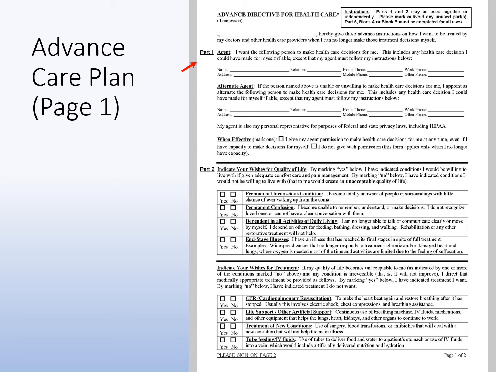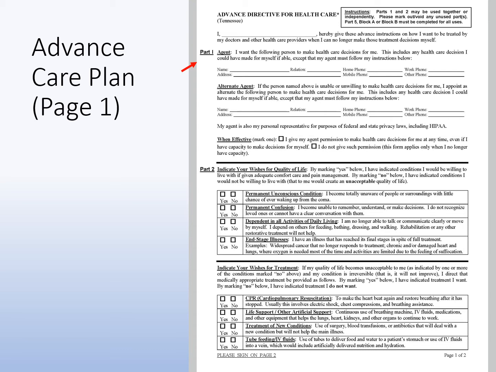Now you can see there's also a spot here for an alternate agent, and that's really important because sometimes we can't get a hold of that agent, or perhaps that agent also now has dementia. So much time has passed since his advanced care plan has been written out, and that particular agent maybe no longer has the cognitive capacity to be a surrogate decision maker. So if people have an alternate agent in addition to the agent, that's great.